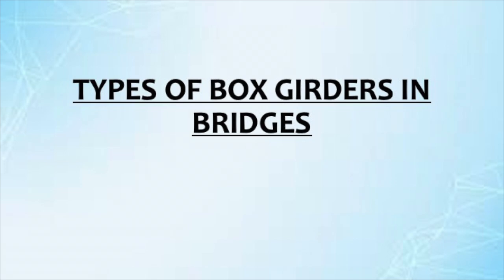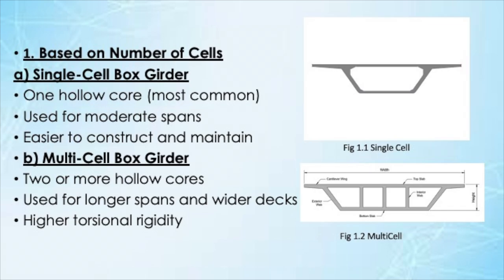Types of box girders in bridges. Based on the number of cells, there is the single cell box girder, which has one hollow core. It is the most common, used in moderate spans, and is easier to construct and maintain. Maintenance is easy in this.